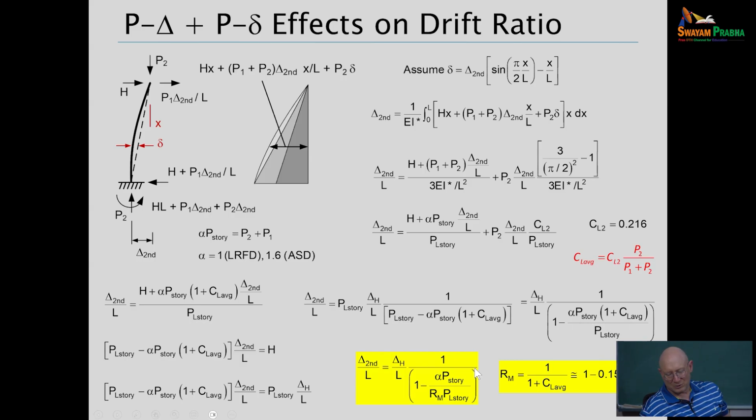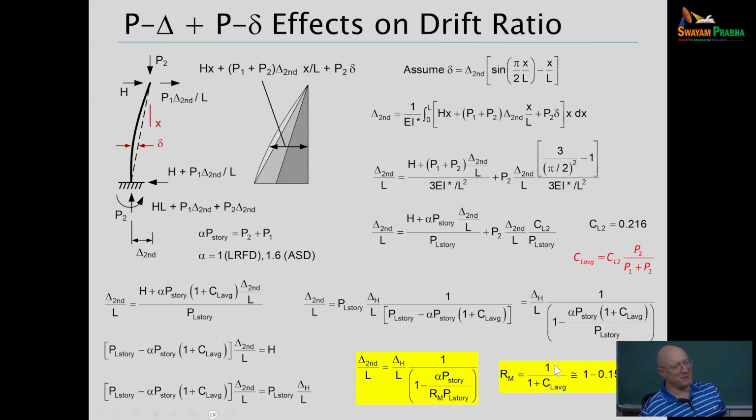We're going to change variables here, and we're going to introduce a new variable that's in Appendix 8 in the AISC specification called R subscript M. That's equal to 1 over 1 plus CL average. And so if we rewrite this equation in terms of RM, we get a simpler form. So RM multiplies PL story. And now RM, well, what can we write for RM?